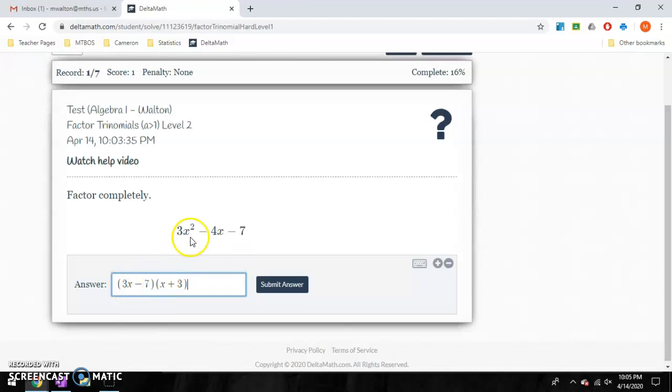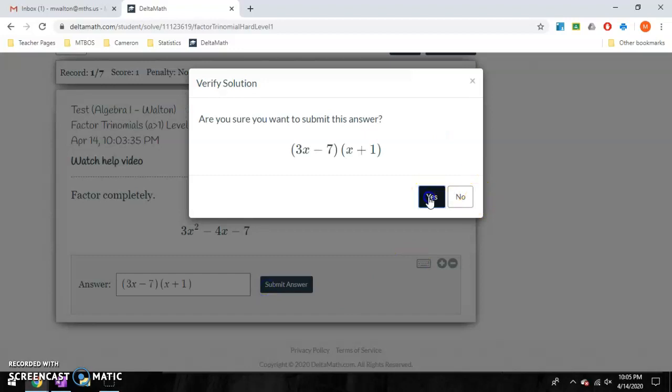All right, 3x times x is 3x squared. We have, oh, sorry, I typed in a 3 instead of a 1. 3x times 1 is 3x, -7x, that adds up to a -4x. And then finally, -7 times 1 is -7.